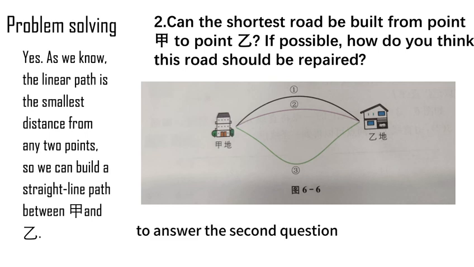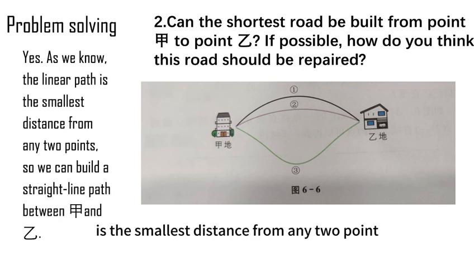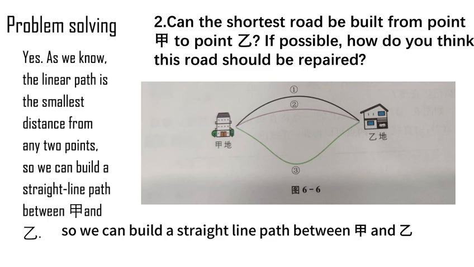To answer the second question, well, the answer should be yes. As we know, the linear path is the smallest distance between any two points. So we can build a straight line path between 甲 and 乙.